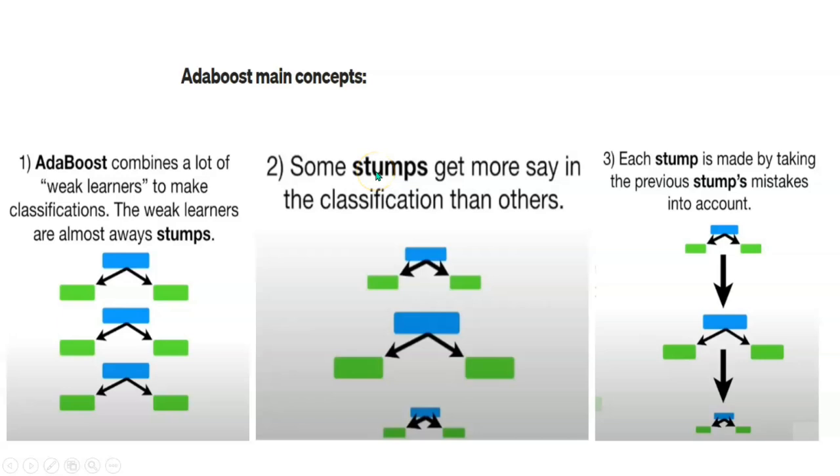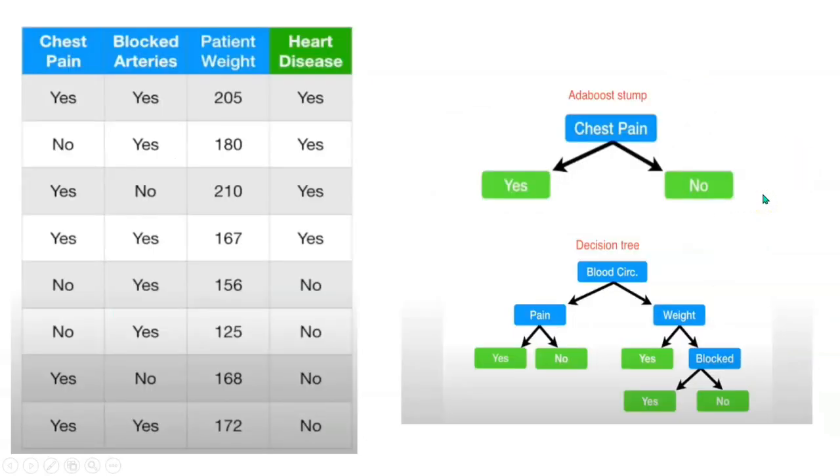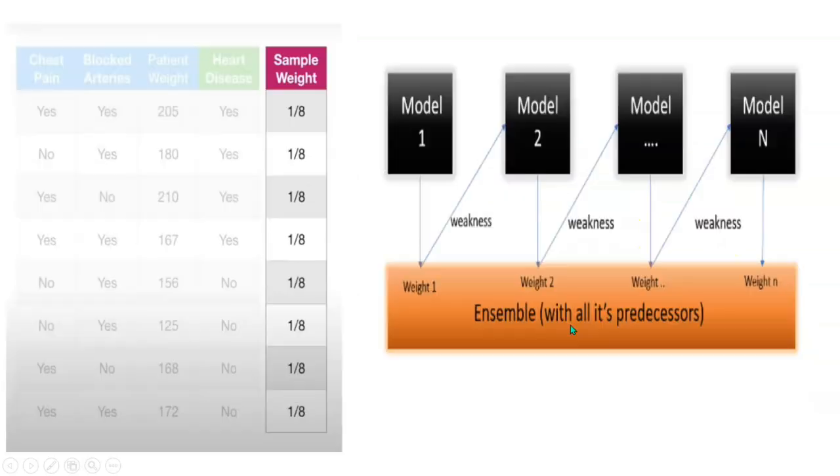Then there are too many stumps in the AdaBoost concept, and each and every stump will give an individual output, and their contribution to the final output will be different. Each stump is made by taking the previous stump's mistake into account. So here we take heart disease data to understand our AdaBoost stumps. As we see, there is only a single attribute to determine whether a person had heart disease or not, and in decision trees there are multiple attributes.